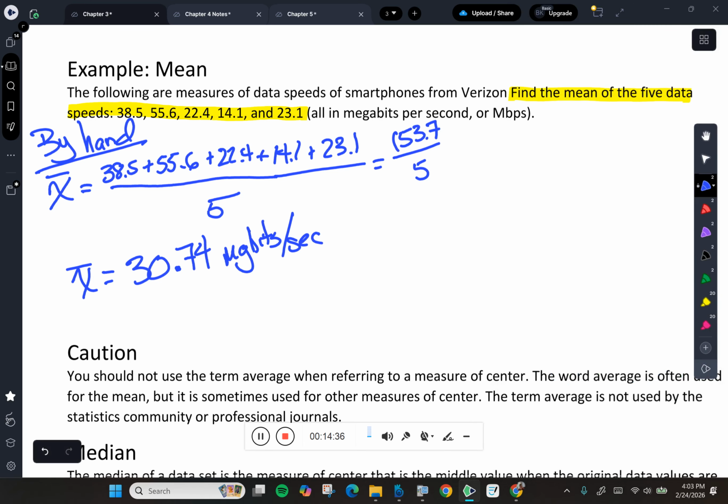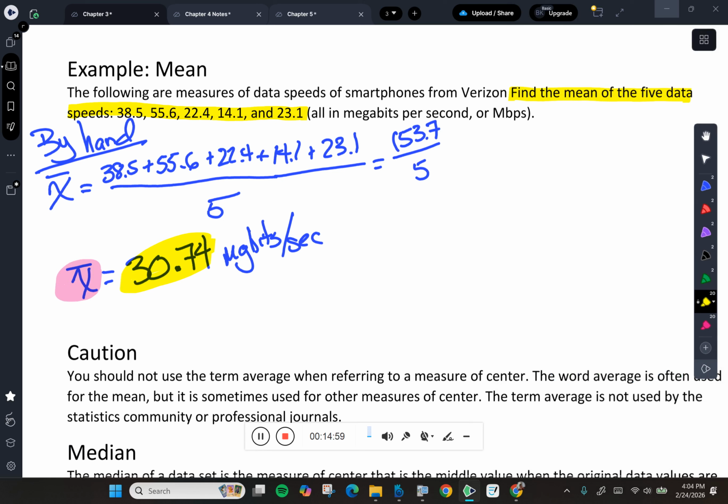Oh, okay. I had a sample of data, and I found the arithmetic mean to be 30.74 megabits per second. So a typical or a central measure of speed for Verizon smartphones would be 30.74 megabits per second.